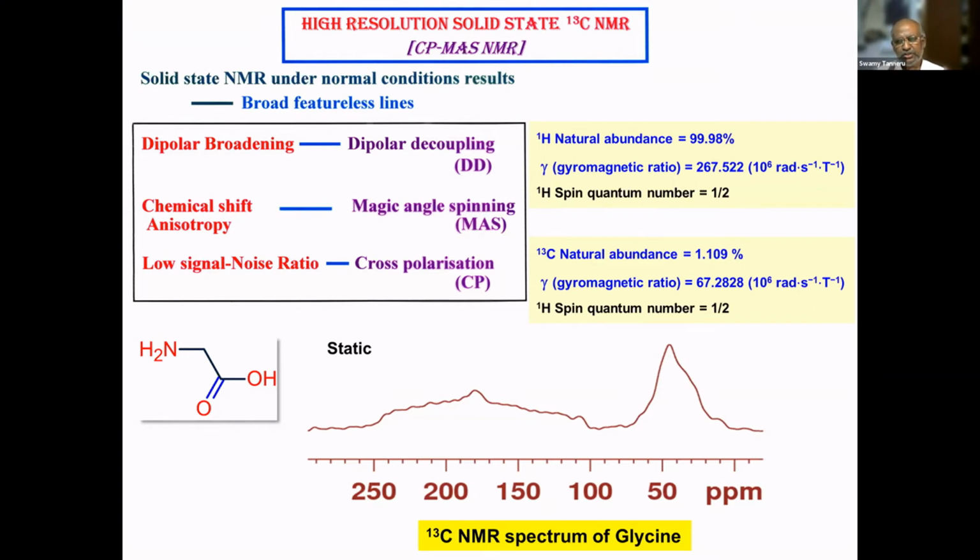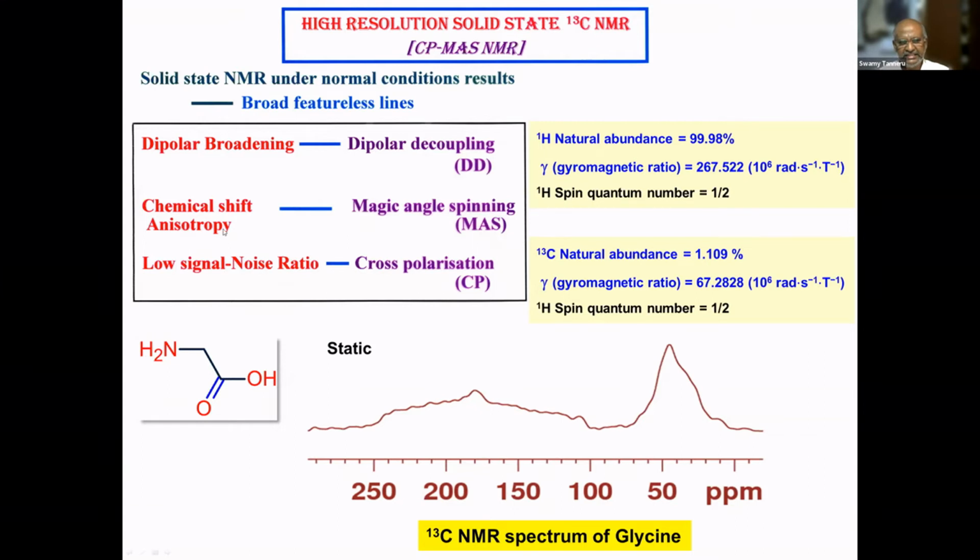One of the most important contributions for line broadening in solid state NMR is dipolar broadening, which is given here. Now, this can be eliminated by dipolar decoupling. Dipolar decoupling is the technique. Dipolar broadening is the factor which contributes for dipolar interactions, which I will explain after a few minutes.